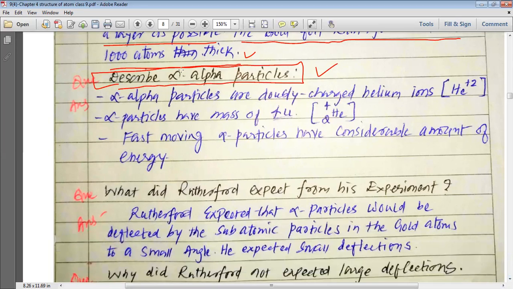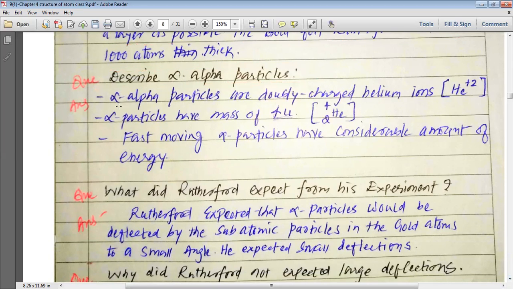So let us study about the alpha particles. Alpha particles are doubly charged helium ions, He plus 2. You can see the double charge, or plus 2 charge. So that is what they are known as alpha particles. That means they are doubly charged, and as helium ions have charge, they are known as ions. So we can say that from helium, the 2 electrons are being removed, and thus the helium ions are formed, and that is the nucleus of helium. So alpha particles are actually doubly charged helium ions, or the nucleus of the helium ion.